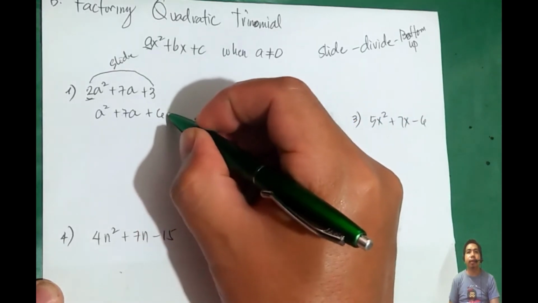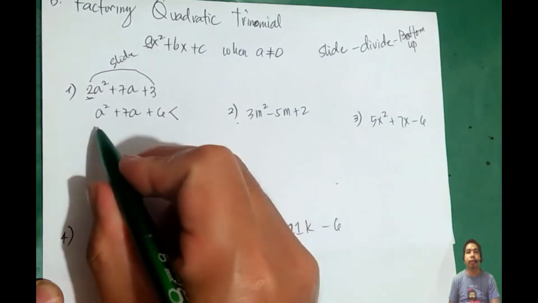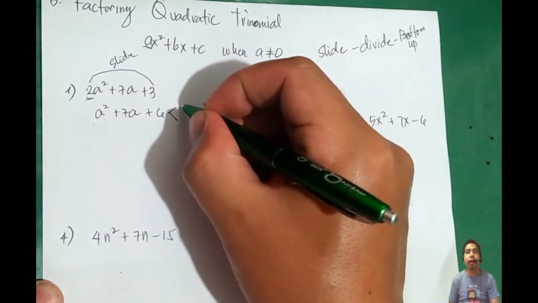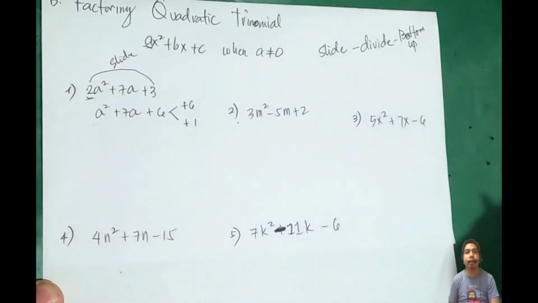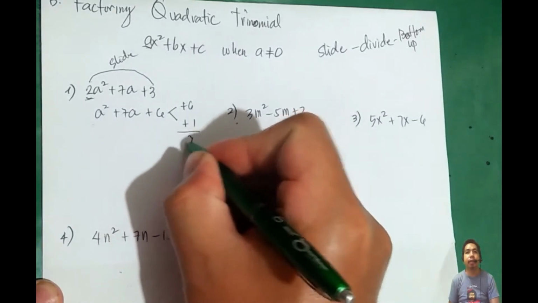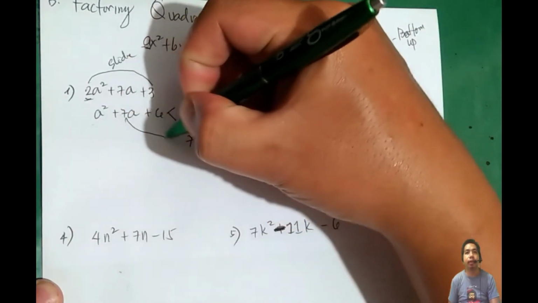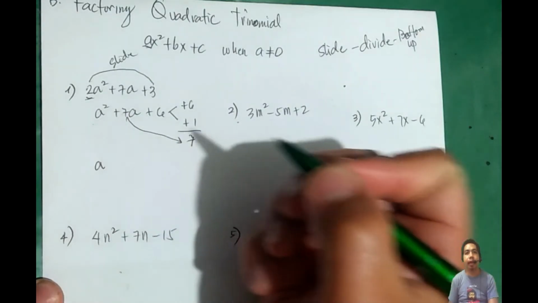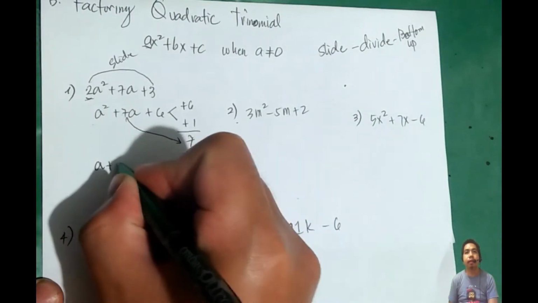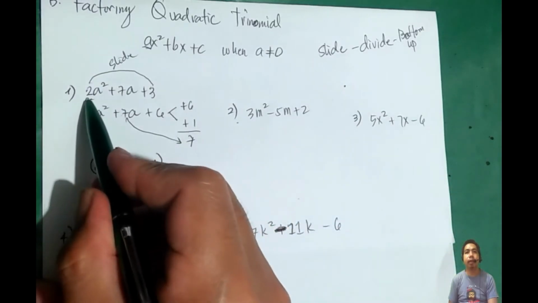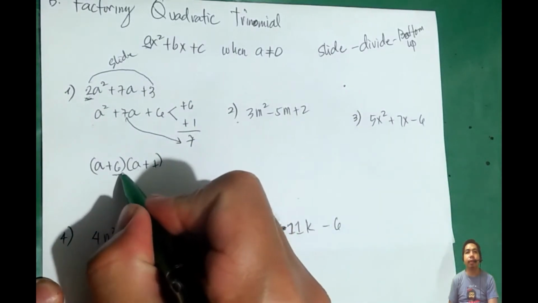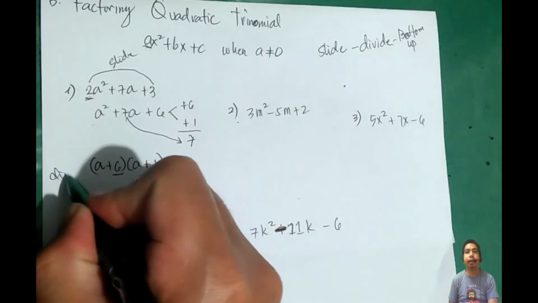The next, sunod naman na gagawin, ipa-factor natin yung 6 na kung saan ang ating magiging factor, pag pinag-add, equal dapat yan sa middle term na 7. So, yan yung ating middle term. So, a plus 6 multiply to a plus 1. Since nag-multiply tayo diyan ng 2, ang gagawin natin, i-divide natin yung 2 na yan doon sa initial factor.